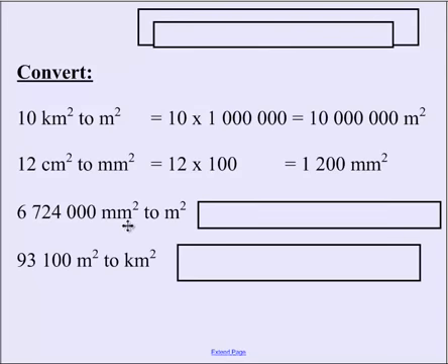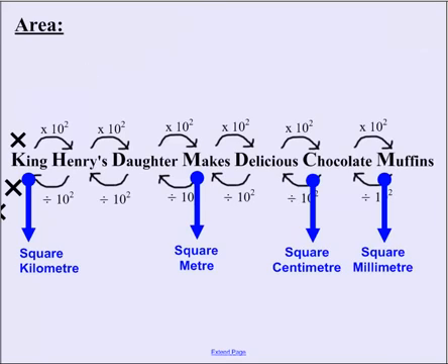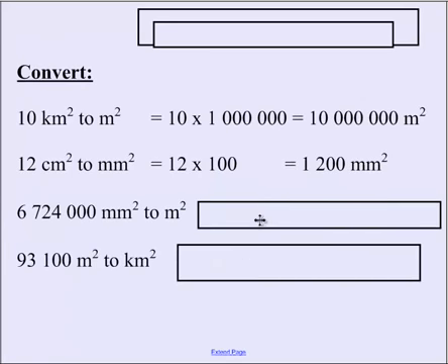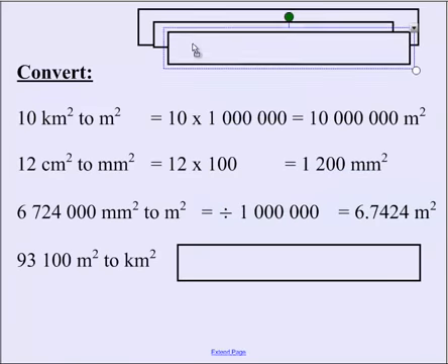6,724,000 millimeters squared, and we're converting it to meters. So we're going from a small measurement to a large one, which means our number is going to get smaller. And having a look at what's required, we're going from millimeters, so that's 2 zeros, 4 zeros, 6 zeros to get to the meters, which means that we are dividing by 6 zeros, or 1 million, and that takes our decimal point back 6 places.